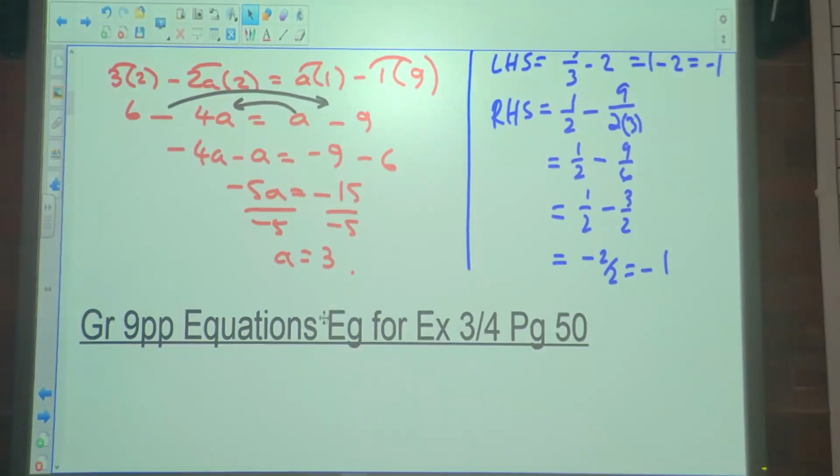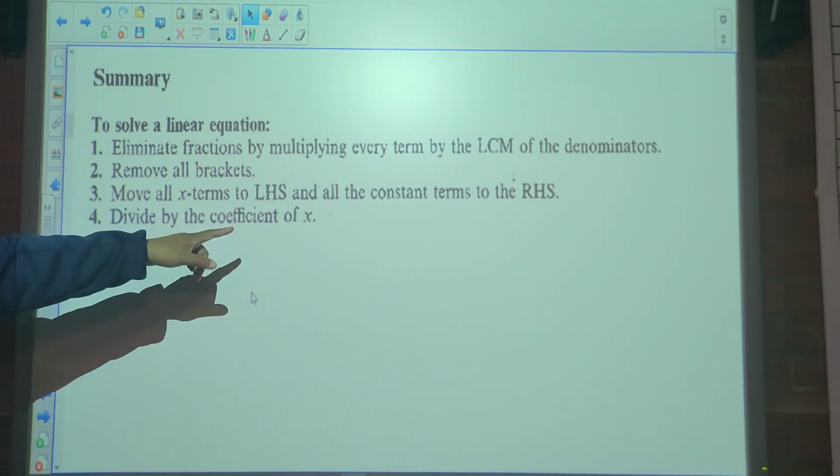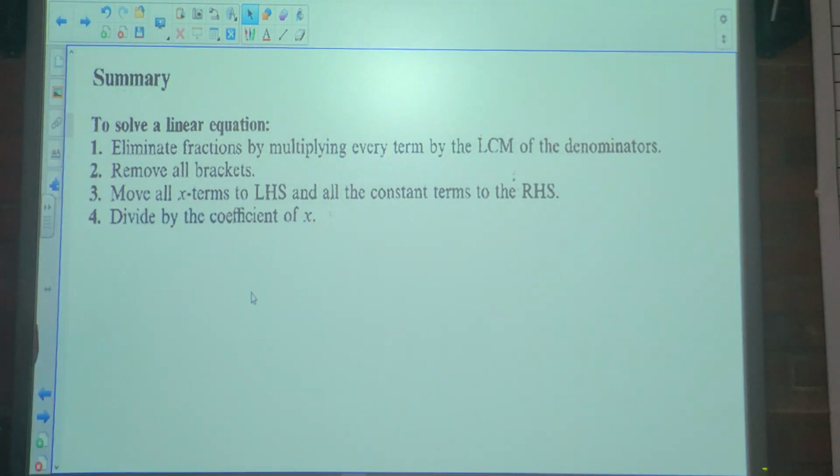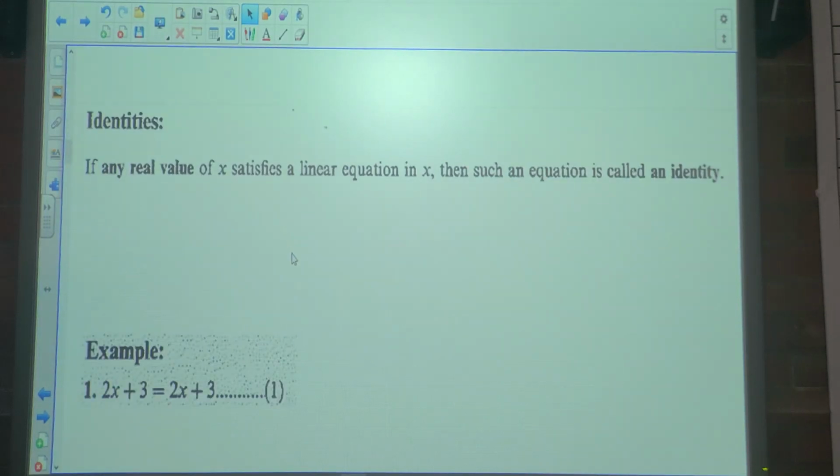Just for that, let's just conclude quickly. In summary, you guys can make this note. To solve a linear equation, eliminate the fractions by multiplying every term by the LCM of the denominator. Remove all brackets. Make all x terms the left hand side and all the constants, or the numbers, on the right hand side. Divide by the coefficient of x. Okay. There's something to note here as well before we leave.